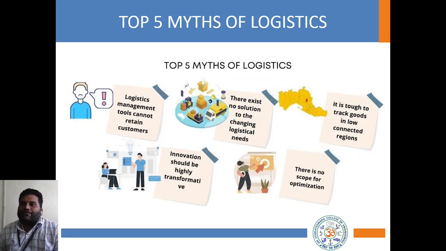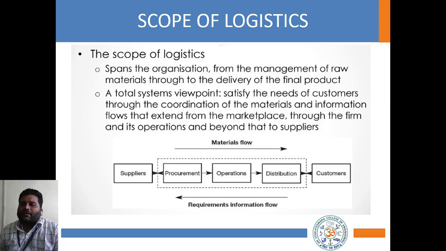Logistics is one phase where it keeps on changing on a demand basis. So whenever a new tech comes, logistics also takes its part, and it keeps on changing over there, right? So let's get into the logistics. First, we need to know what is the scope of logistics.